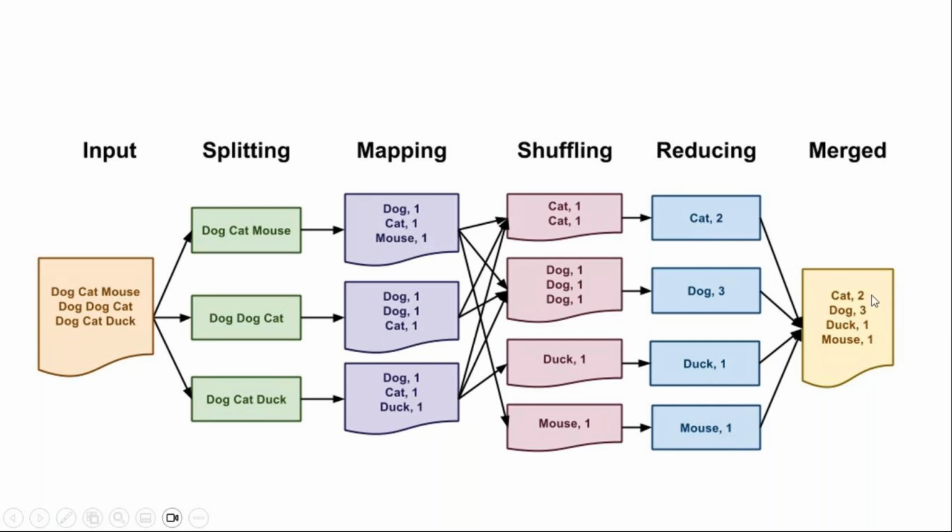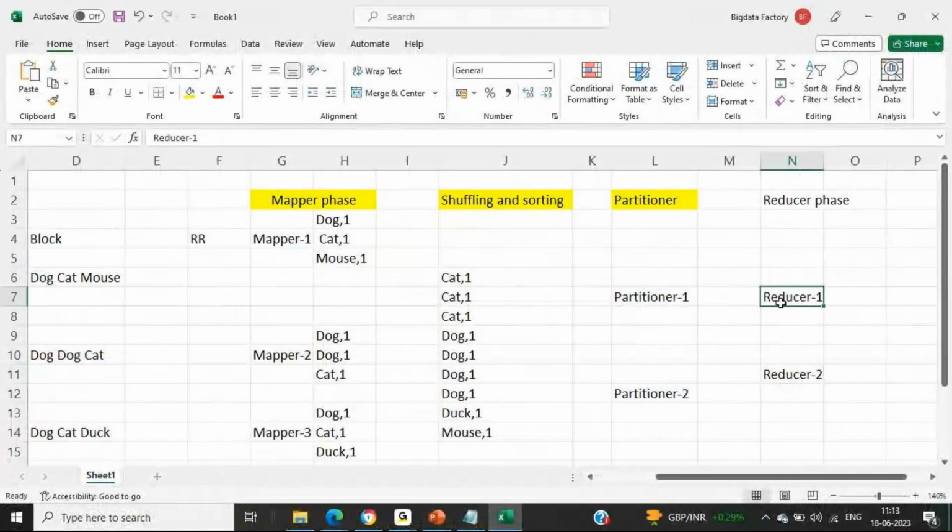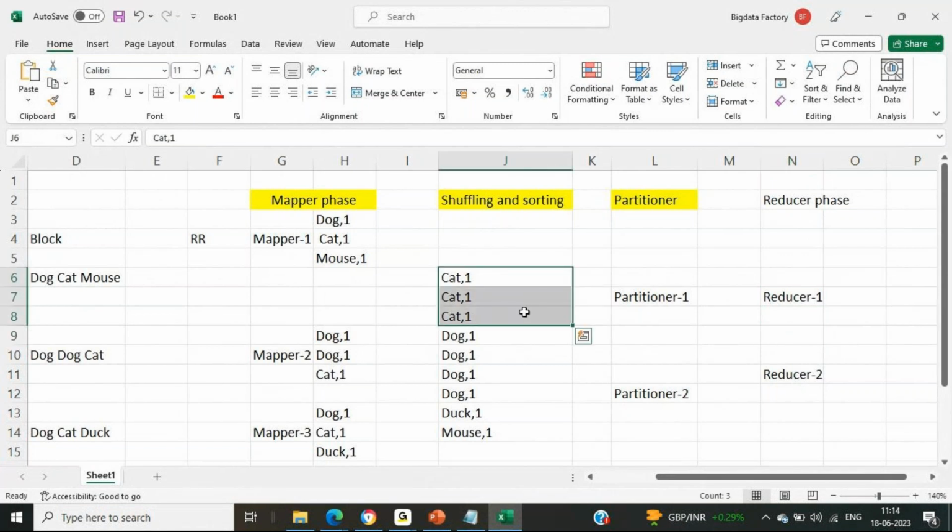Because we need to have the final outcome. I want to write logic on the reducer side to keep the key and perform the addition on the values. So if cat is there, I will keep the cat and 1+1+1, so cat 3 will be there. Dog: 1+1+1+1, so 4 dogs are there.